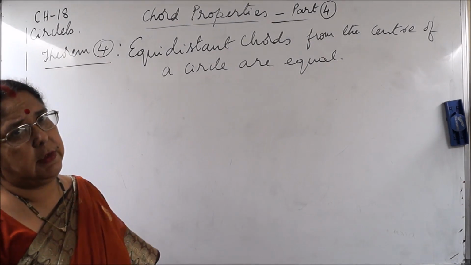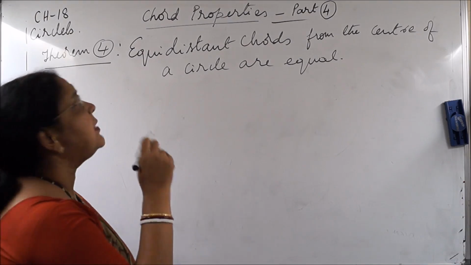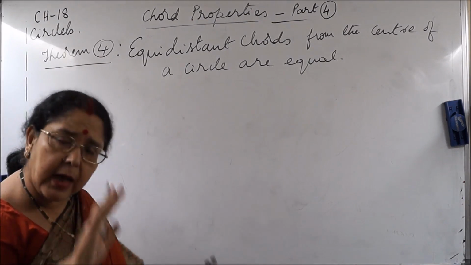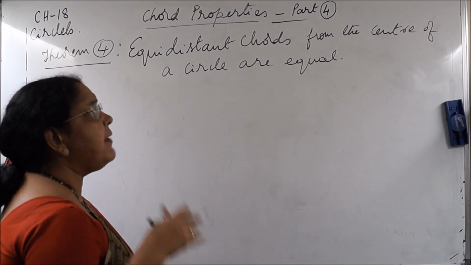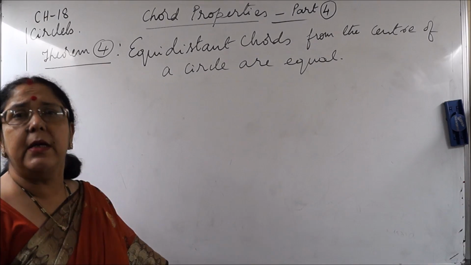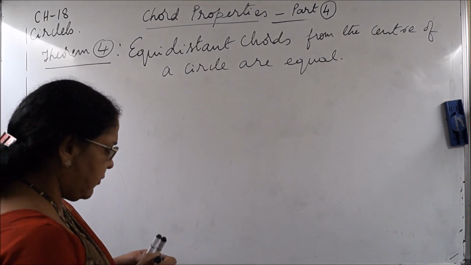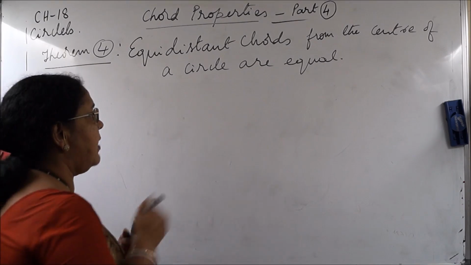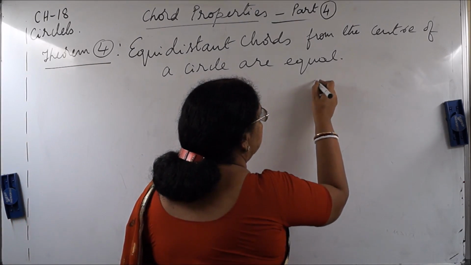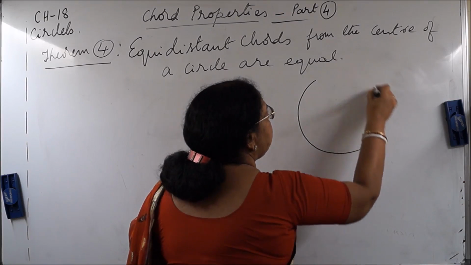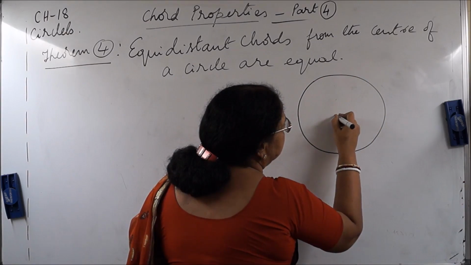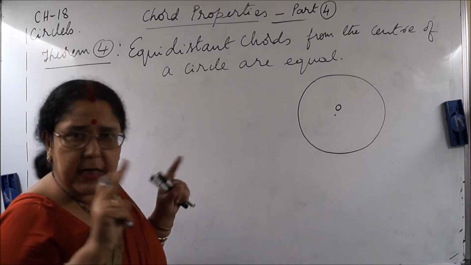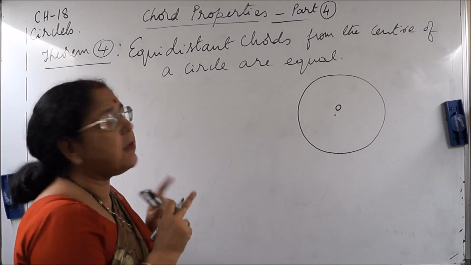Okay, so earlier we were given that we knew that the chords are equal and we verified that they are equidistant from the center. Now we know that they are equidistant from the center, that means their perpendicular distances from the center are equal, and we will verify whether the chords are equal or not. So for that, let us draw the diagram. Okay, so we have a circle with center O. We know two chords are there, AB and CD, which are equidistant from the center.